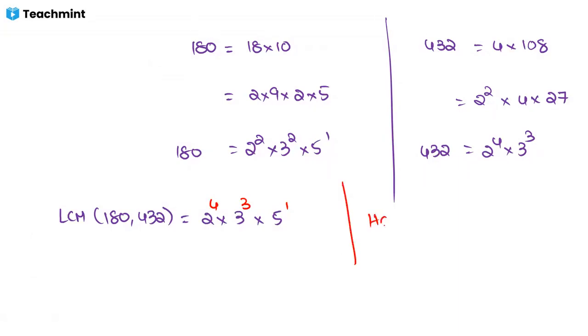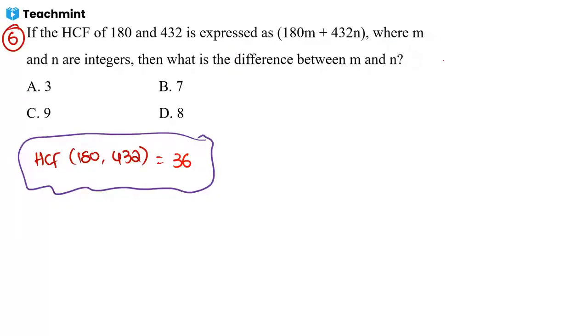If you want to do HCF, my dear friend, for 180 and 432, the common prime numbers involved are only 2 and 3. Do we take the highest powers or the least powers? For HCF, we have to take the least power of the common primes. For LCM, all prime numbers, highest power of each one. Here the least power of 2 is 2, and of 3 also 2. We got 36. That is the HCF.